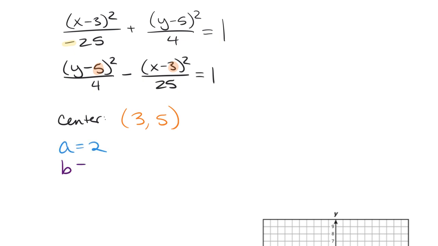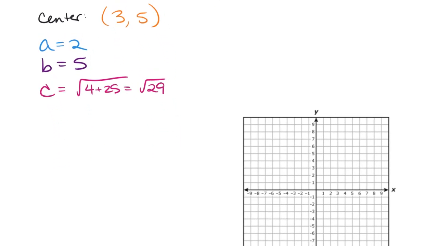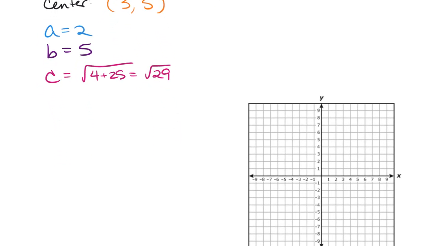What's the b value? 5. 5. What's the c value? Square root of 29. Square root of 4 plus 25, which, yes, is the square root of 29. And you cannot take the square root of 29 nor break down the number 29 because it is prime. So we leave it like that, which means that we can use this information to find the equations of our asymptotes.